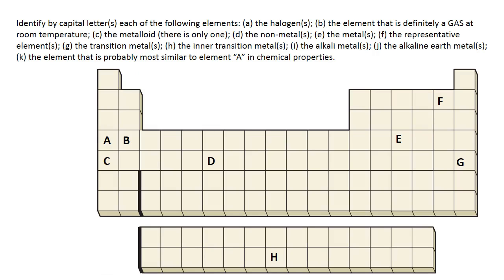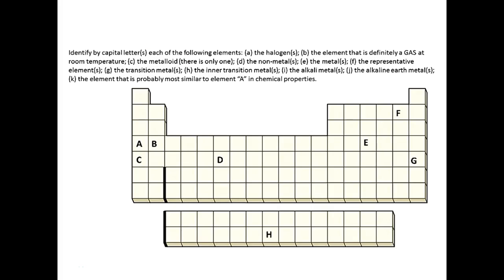We're going to do this practice problem real quick, and then we're going to move on. Identify by capital letters each of the following elements. So we're going to start with part A, the halogens. Okay, so the capital letters that are on the table, the halogens, remember, are the group that are almost all the way to the right. They're right next to the noble gases. It's group 7A, so that's here. So element F is the answer to part A.